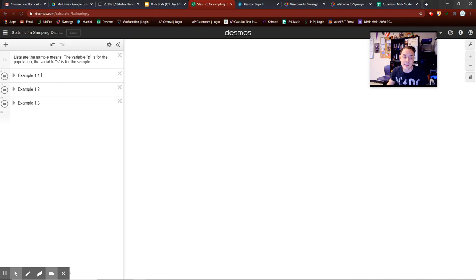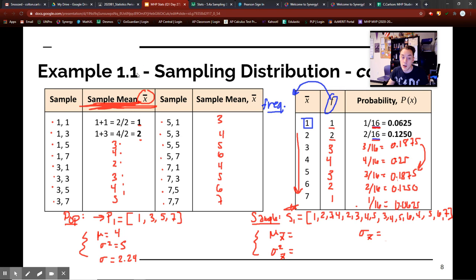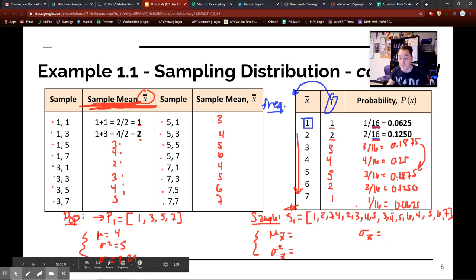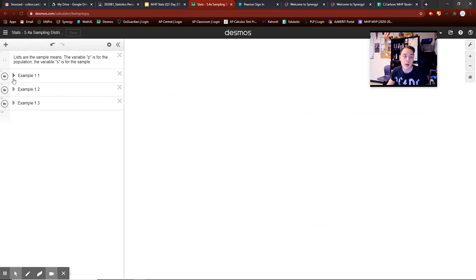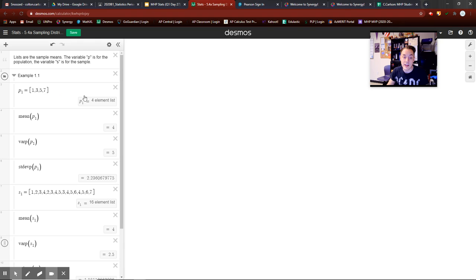Now notice this is example 1.1. We are on 1.1. And so far what we need is this information. They've given us this. We have found all of these, the sample means, using our table. Now, what is the mean of my sample mean? What is the standard deviation of my sample mean right here? And what is the variance of my sample mean? How do I find that? Well, all I have to do is just click on this, and then it's going to be given to me.